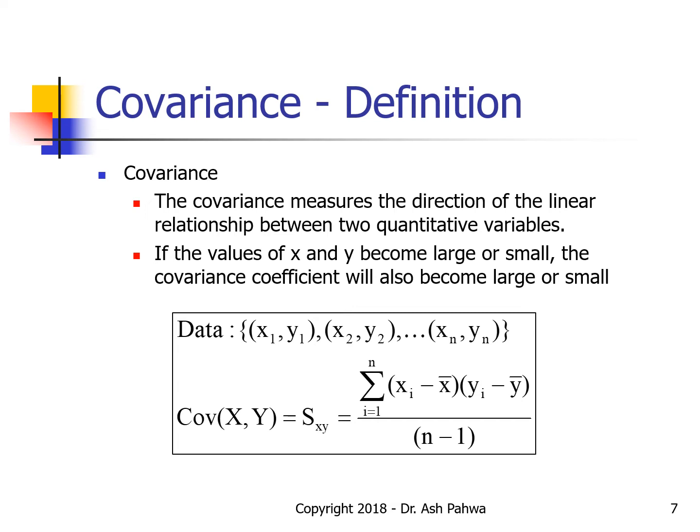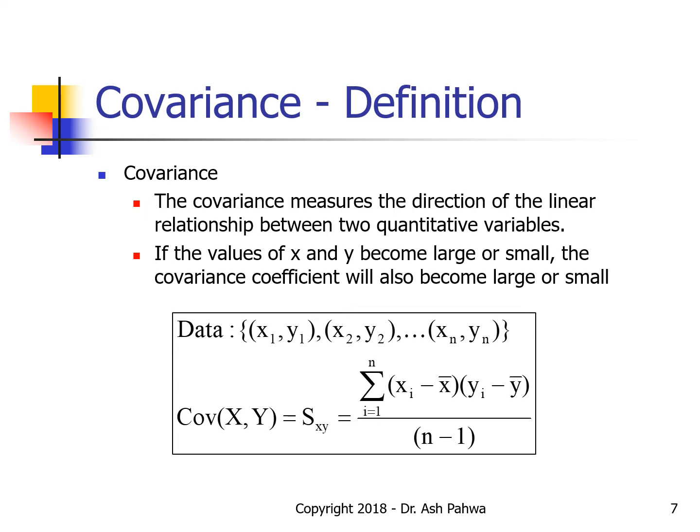So as you may recall, when we were computing the variance, we were computing the deviation from the mean of that variable. But now since we have two variables, we are going to do the same thing for both of them. So first of all, let us examine our data. Suppose we have this data, which is x1, y1, x2, y2, all the way till xn and yn. First of all, we are going to compute the mean of x, which will be expressed as x bar. Similarly, the mean of y will be expressed as y bar.